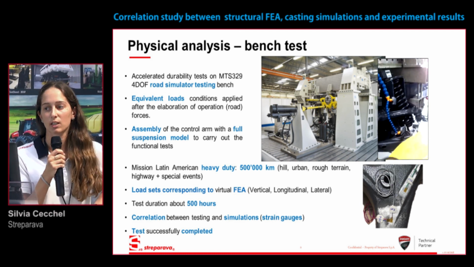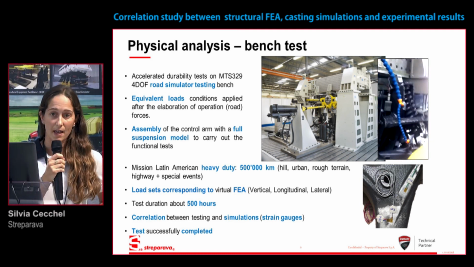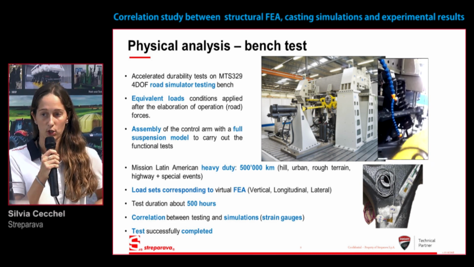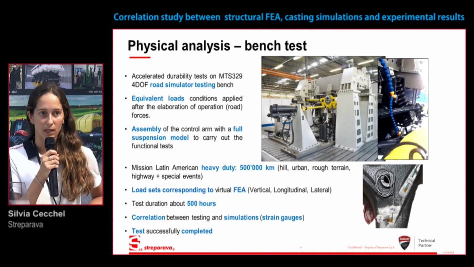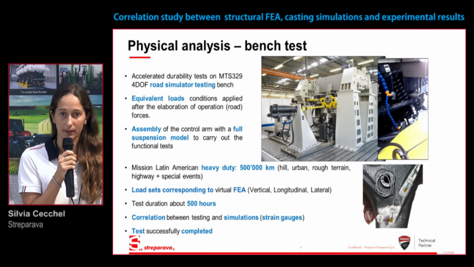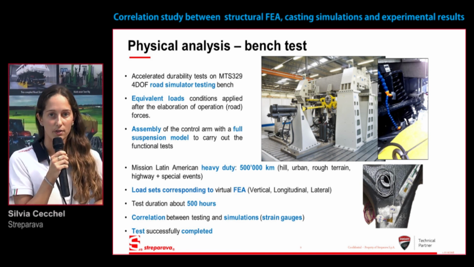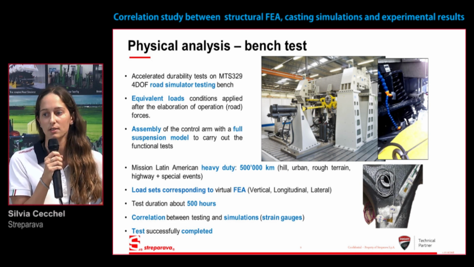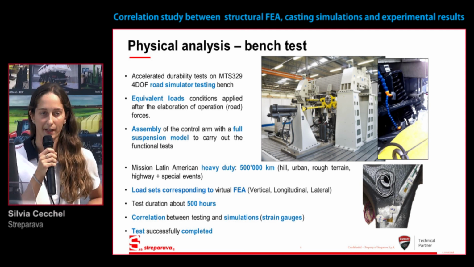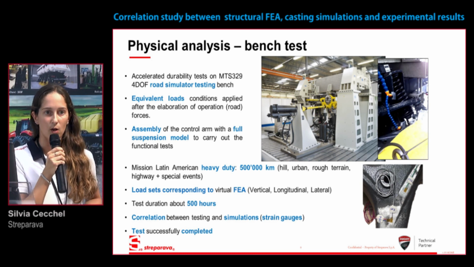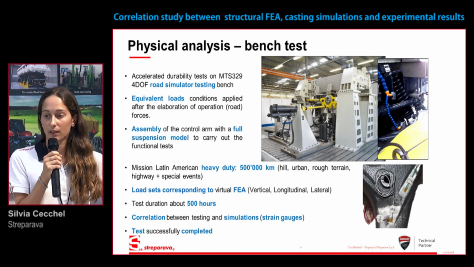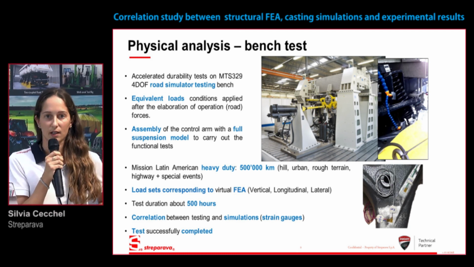After that, we proceed with the testing of this control arm that was previously assembled on the entire suspension. And a road simulator test was carried out with equivalent loads that were calculated after the transformation of the operating forces into reduced time histories. The mission performed was typical for this application, a heavy-duty Latin American mission that covers 500,000 kilometers and lasts about 500 hours. After, this test was successfully completed.